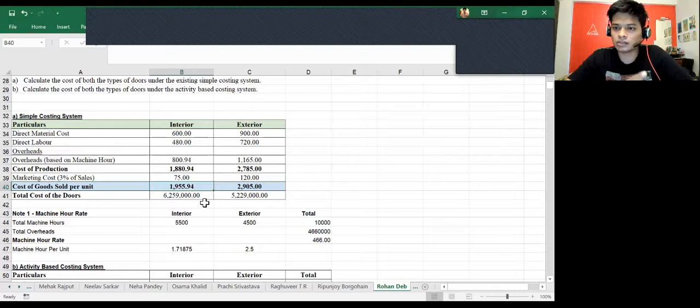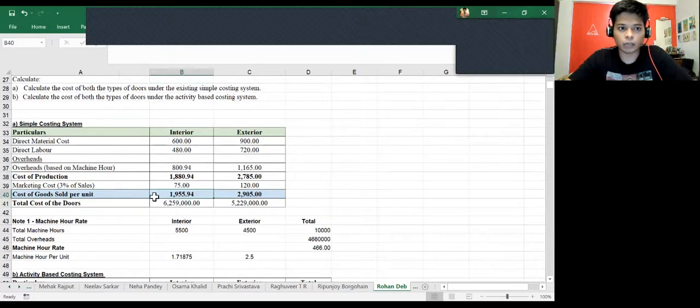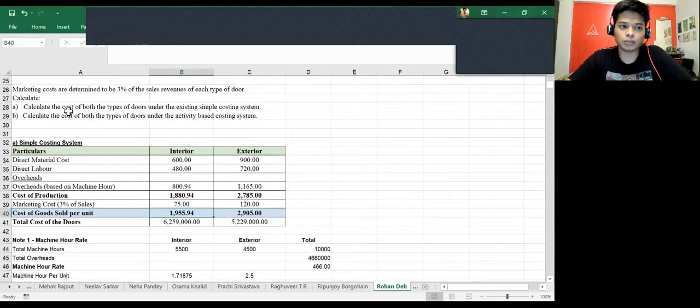So there are two approaches in which you can do this. Firstly, you can find the unit cost and then multiply it with the number of doors. Otherwise, you can take the total cost by multiplying the 600 into the number of units and so on, calculate the total cost, and then divide it by the number of units to find the cost of goods sold per unit. The question did not specify whether you need the cost per door, so I mentioned both, whichever sir wants he can take. Okay, so this is the first part.